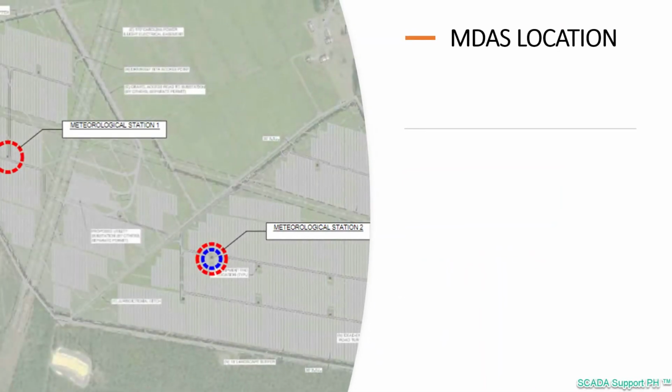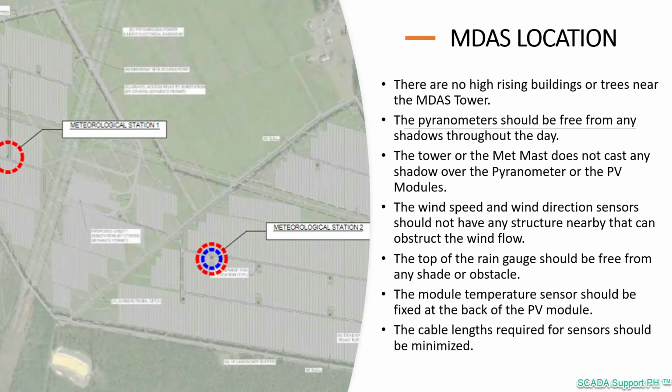MDAS location. Location of the MDAS significantly affects the data gathering and data quality from it. MDAS that are installed in poor locations give incorrect data about the various parameters, thus eliminating the entire purpose of installing a weather station. While selecting the location of installation of the MDAS, here are the factors that need to be considered. There should be no high-rise buildings or trees near the MDAS tower.